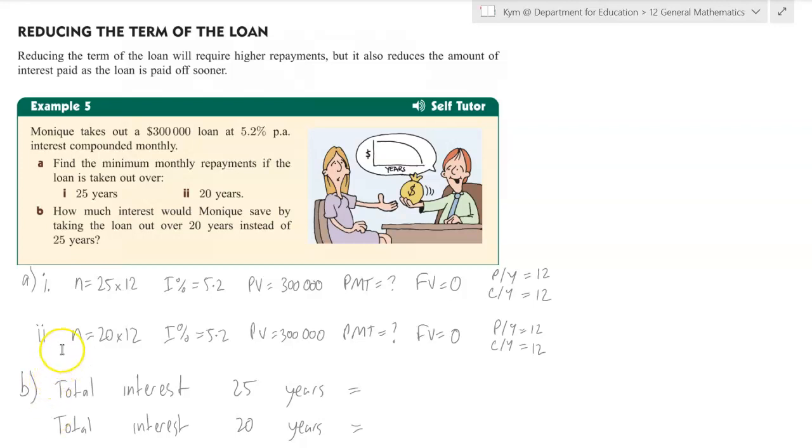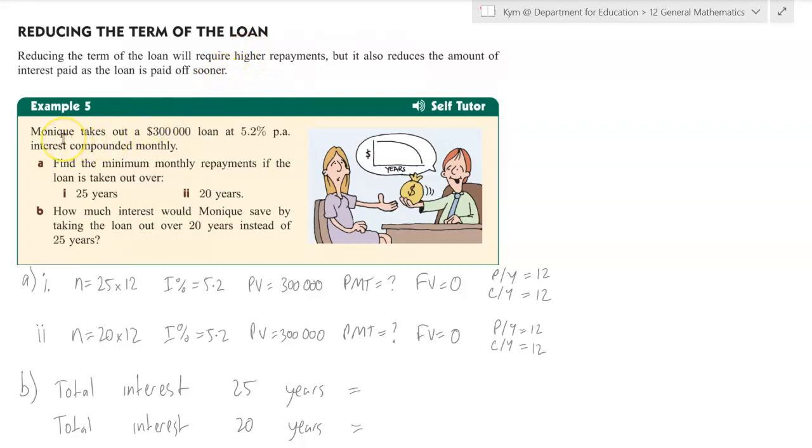I'm going to show you how to reduce the total amount of interest you would be paying if you were repaying a home loan or a mortgage. Again, this is not financial advice. This is to help my Year 12s with their maths course. So today we're just going to be looking at reducing the term of the loan.